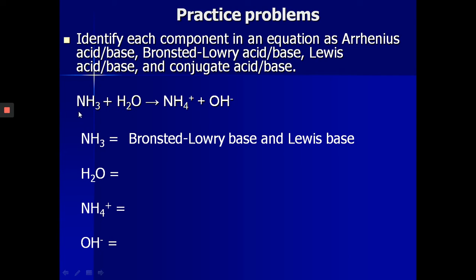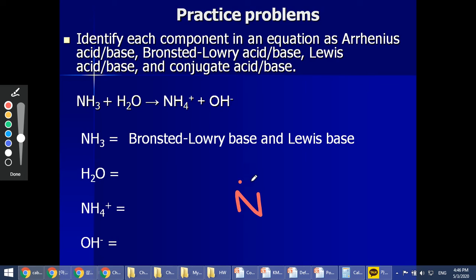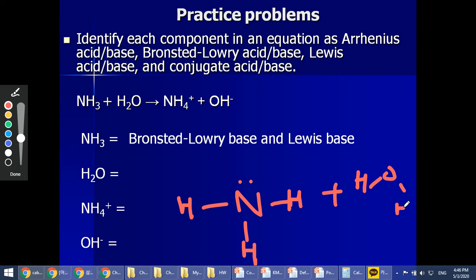NH3, once you draw the Lewis dot structure of this one, it's going to basically look like this. You have nitrogen, and you have two lone pair electrons here, hydrogen, and hydrogen, and hydrogen. And then you have water, which is going to basically look like this. And this hydrogen is going to be now pulled by these two lone pair electrons to come over here and then make a bonding.